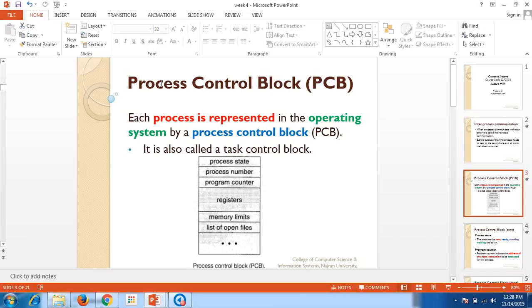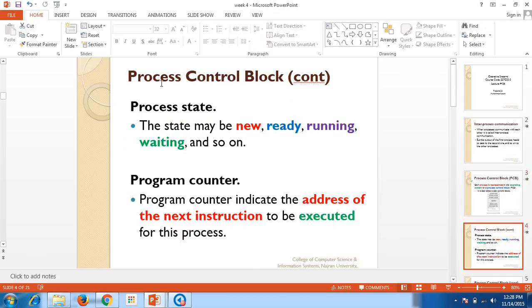We discussed that a process is represented in the operating system by a process control block. How will we represent a process in the operating system? We will use the process control block, and this is also called the task control block. Okay, so we have some components of the process control block, that is process state, program counter.